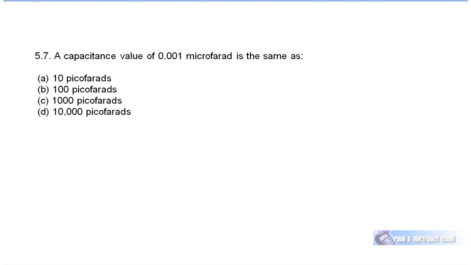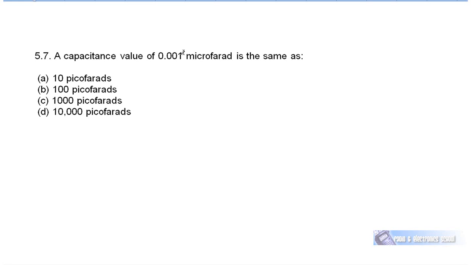Question 5.7 on capacitance. A capacitance value of 0.001 microfarads is the same as how many picofarads? An easy one because all of the answers are in picofarads. And so we have to convert 0.001 microfarad to picofarads. To do that, we'd multiply by 1,000,000, because there are 1,000,000 picofarads in a microfarad. So we move the decimal point 6 places to the right.